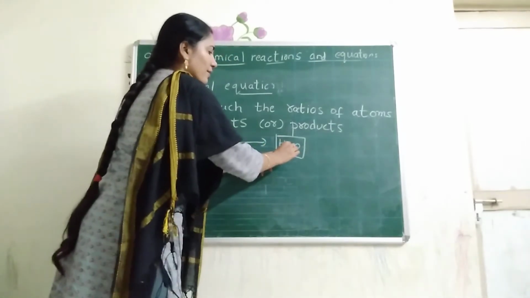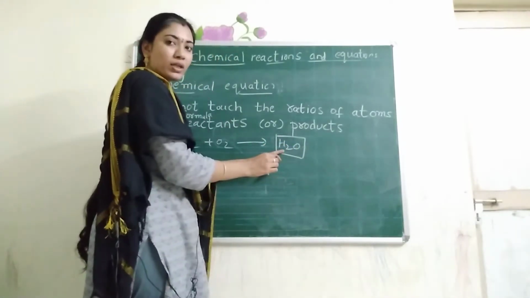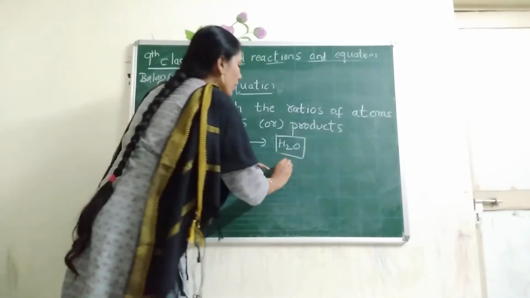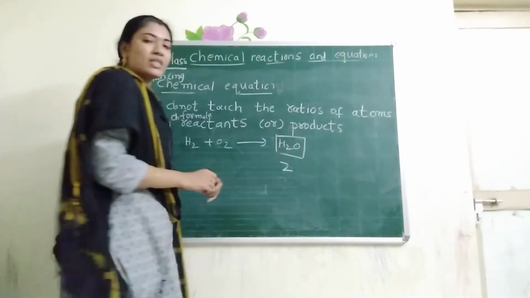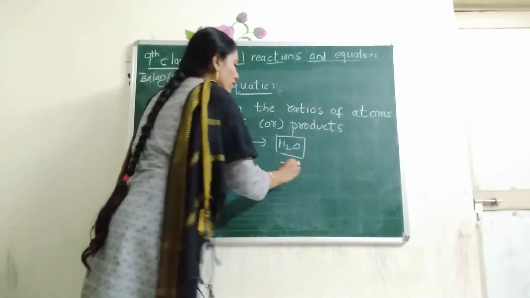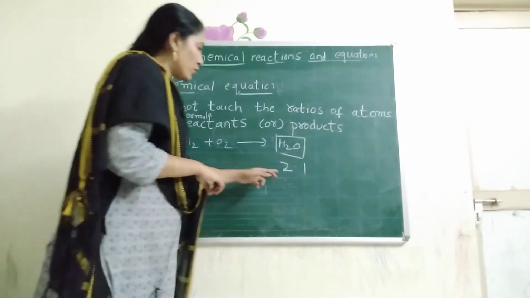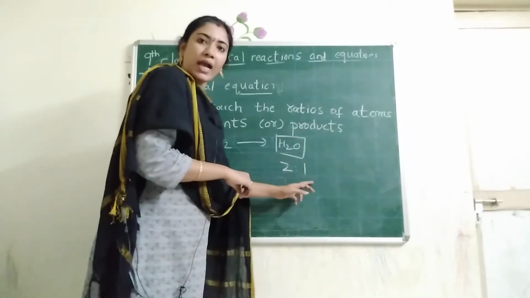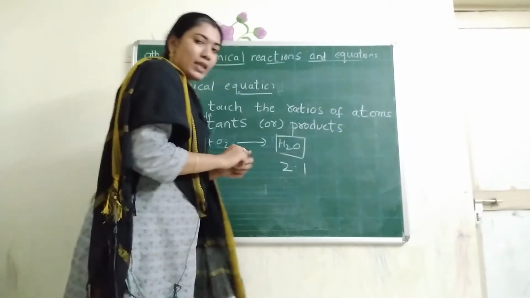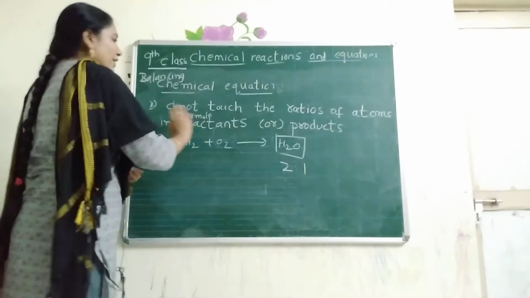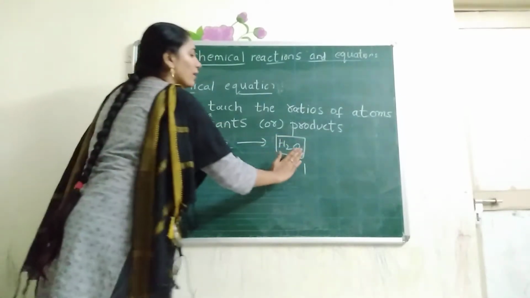How many hydrogens are there in a water molecule? There are 2 hydrogens. How many oxygens are there? 1 oxygen. So what is the ratio of atoms in a water molecule? 2:1. There are 2 hydrogens and 1 oxygen. This is the ratio of atoms. While balancing the chemical reaction, we should not touch these ratios.